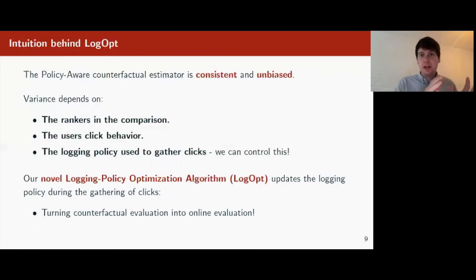Counterfactual evaluation is agnostic to how clicks were gathered. It has some requirements, of course, but mostly it's oblivious to what's going on there. Whereas with this algorithm, we have an algorithm that prescribes the logging policy that should be used. And this is characteristic of an online method that really interferes and intervenes with what rankings are shown.